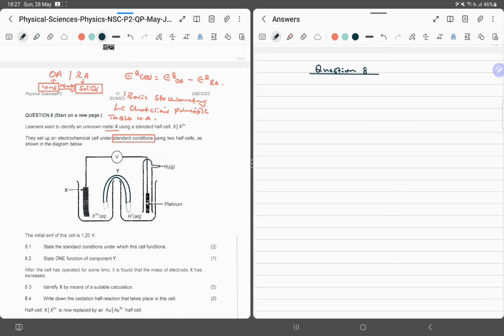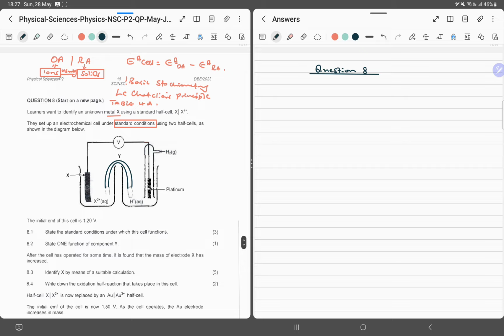Okay. Now that's what we've got. So we don't know what is what at this point. Now we're told the initial EMF of the cell is this. But what do you know? We know that the E cell of the hydrogen is 0. So obviously this thing belongs to whatever is that electrode.